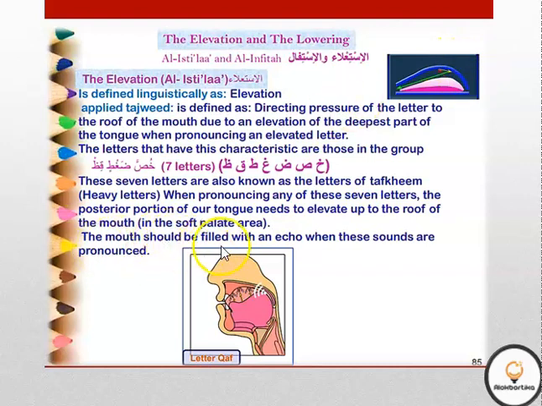The mouth should be filled with an echo when these sounds are pronounced, like this, then this, then this. An echo comes when they are pronounced. Okay.